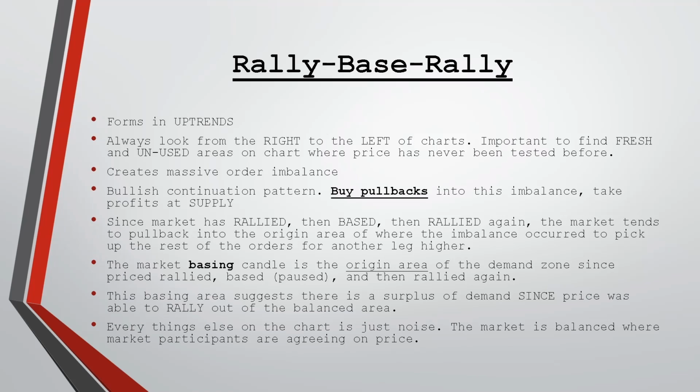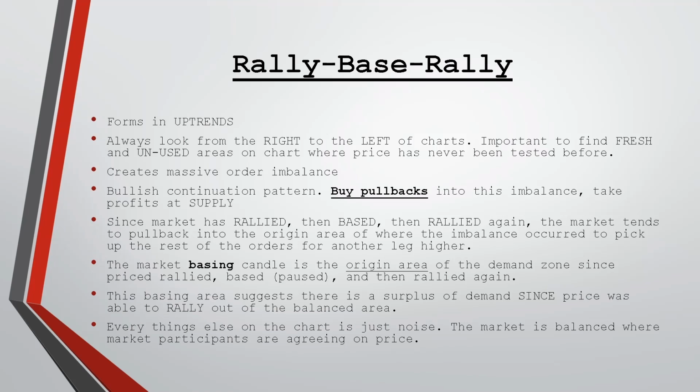So rally-base-rallies create massive order imbalances, obviously, because it's a demand zone. And a rally-base-rally is a bullish continuation pattern. So the idea here is you have to buy pullbacks into this imbalance, and you take your profits at supply and whatever supply we see above. So the main idea here is you have to buy the pullbacks into this imbalance.